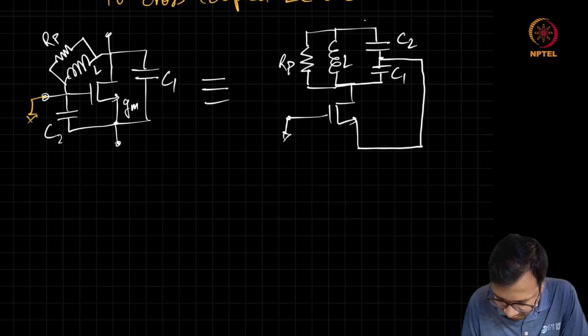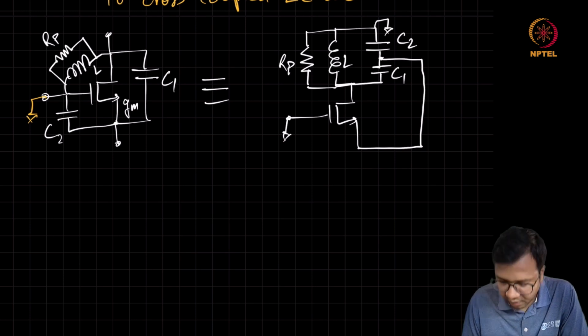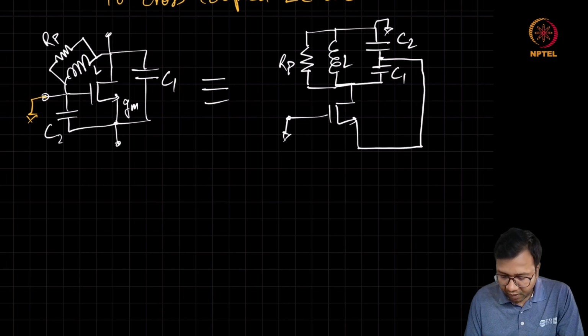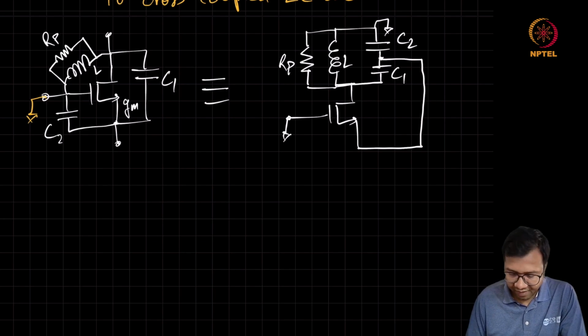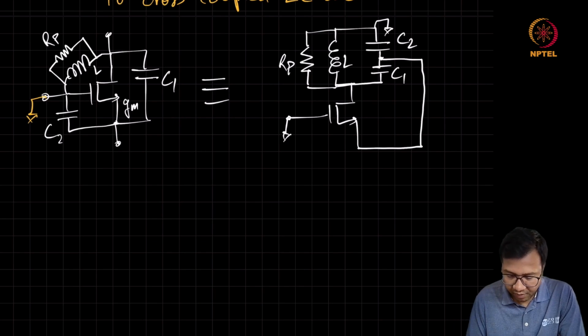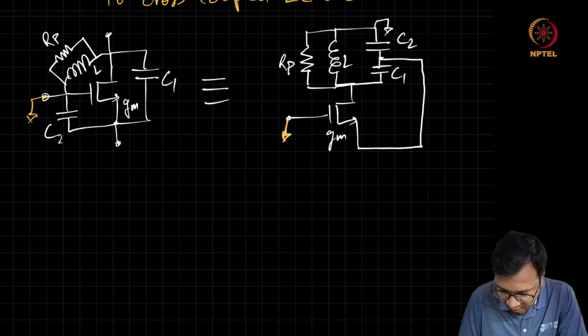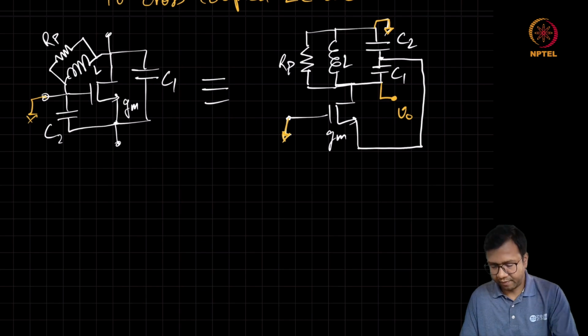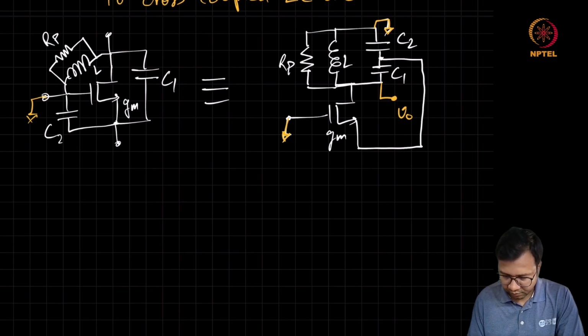And this parallel LCR looking tank is connected to ground on the other side. So both the circuits are completely identical, just that it has been redrawn in a different manner. And these are the ground connection. And this is the output, V out. Okay.